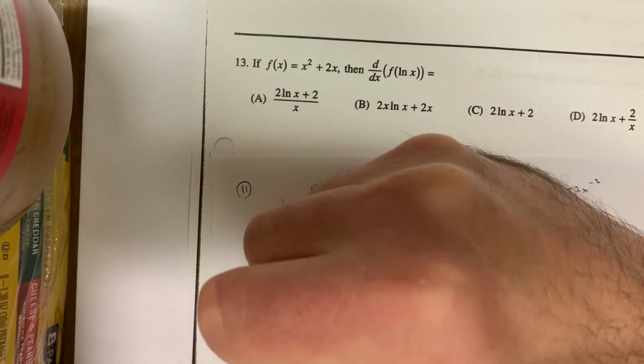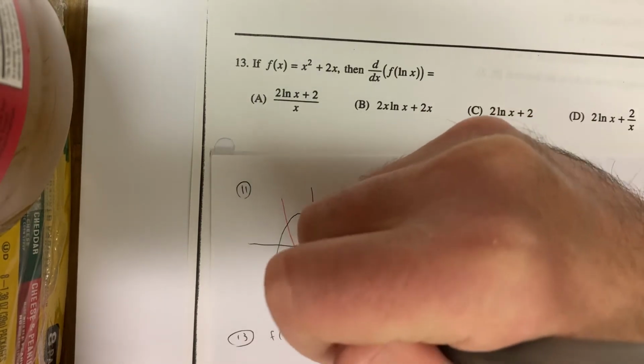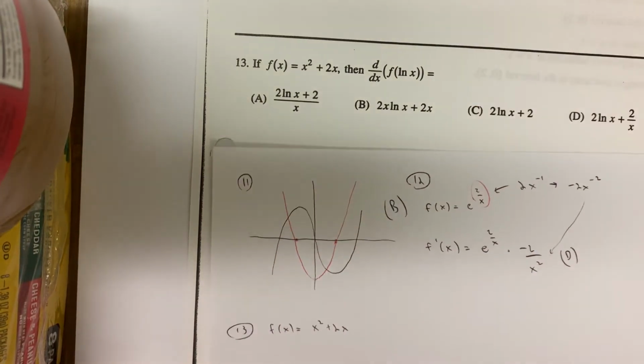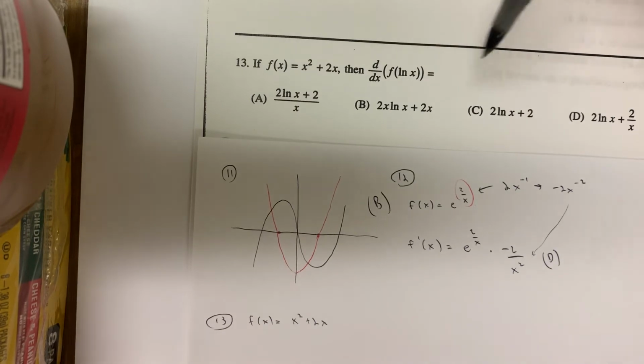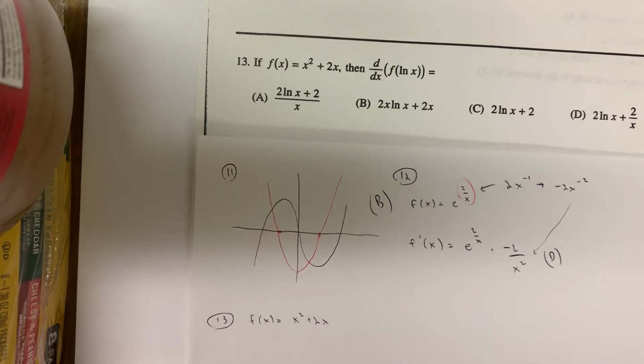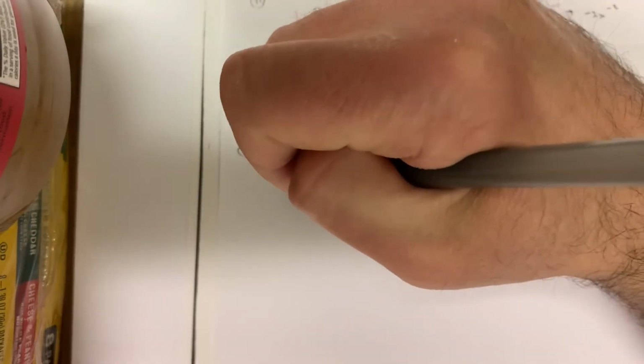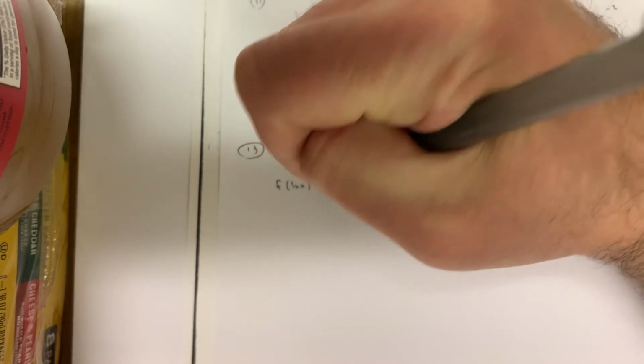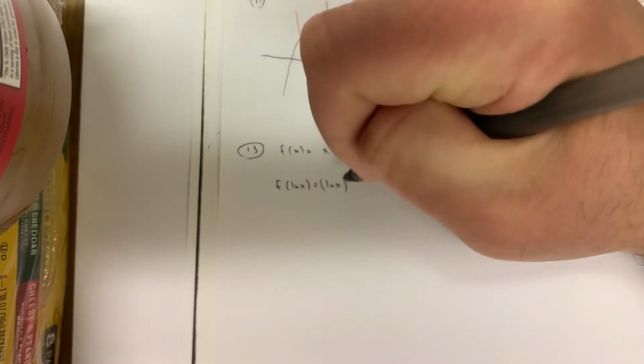Okay, they give you f of x is equal to x squared plus 2x. They want you to take the derivative with respect to x of f of ln x. Okay, so you need to get f of ln x first. Then you need to take the derivative with respect to x. A couple different ways to do it. You could get f of ln x first. I think many people would do it this way.